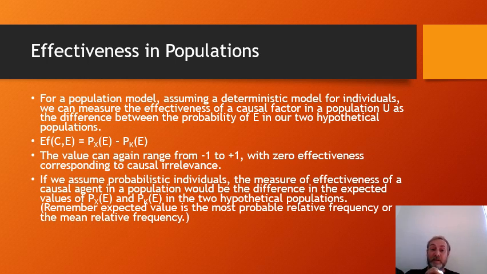Again, it can range from -1 to +1, right? And 0 effectiveness means causal irrelevance, right? +1 means guaranteed positive causal factor, -1 guaranteed negative.